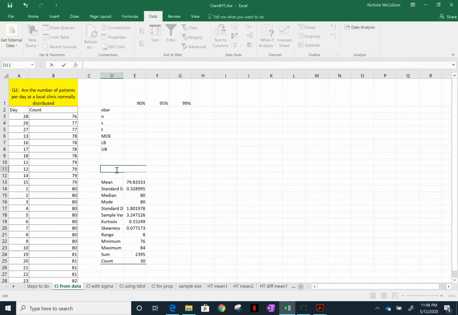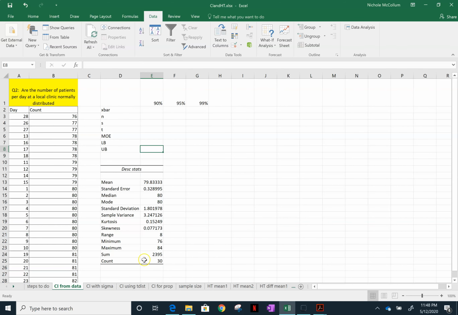We get our descriptive statistics on our patients. So what do I see in here? First of all, I notice I have 30 values. Got it. I have 30 values. Done.